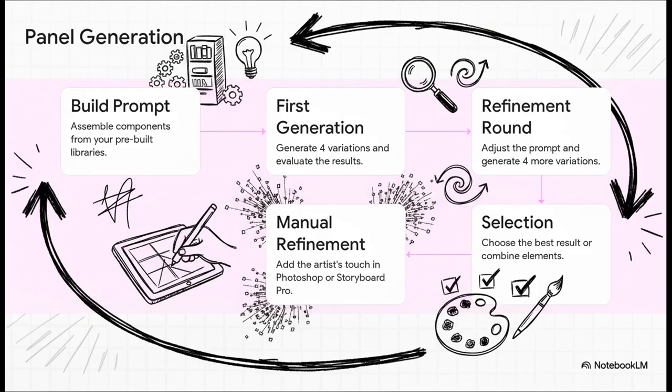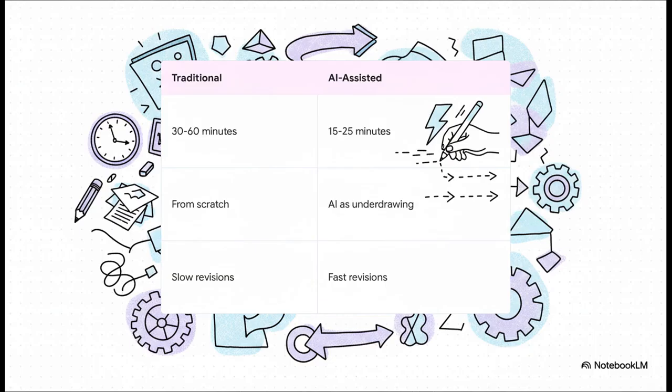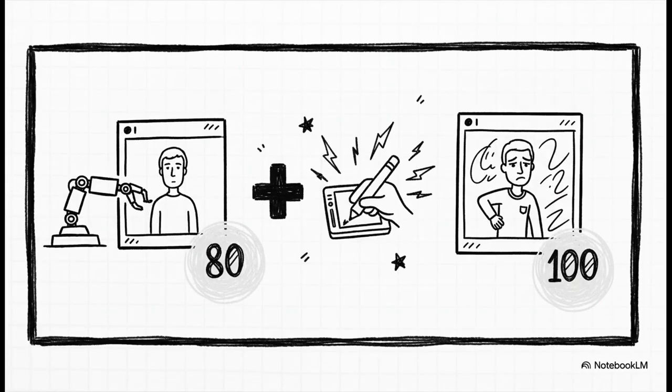But then, look at step 5, manual refinement. That's where you, the artist, take over. And I mean, the results pretty much speak for themselves, don't they? A traditional panel could take you anywhere from 30 to 60 minutes. With this workflow, you're suddenly down to 15 to 25 minutes. How? Because you're basically using the AI generation as a really, really good underdrawing, and it means revisions are suddenly lightning fast.